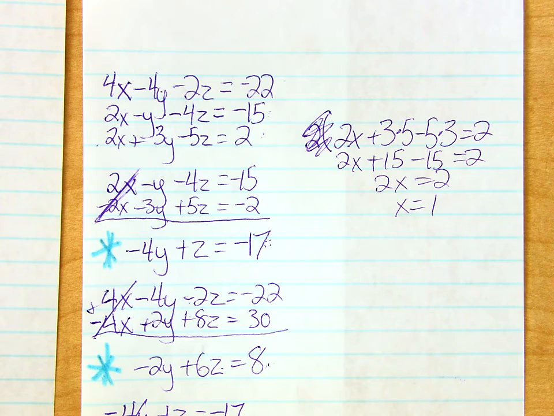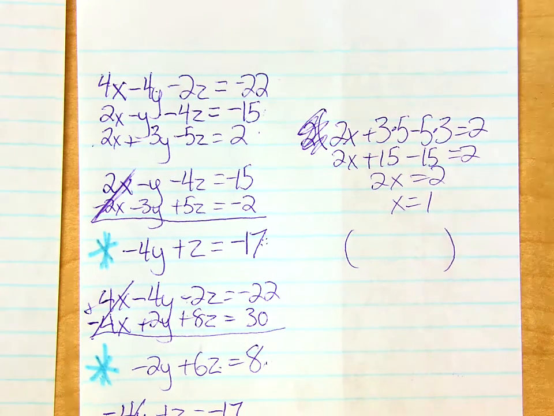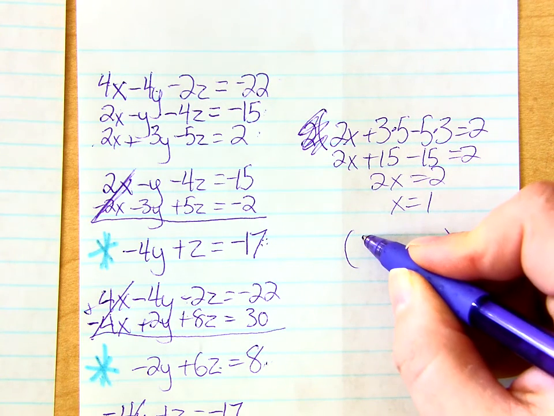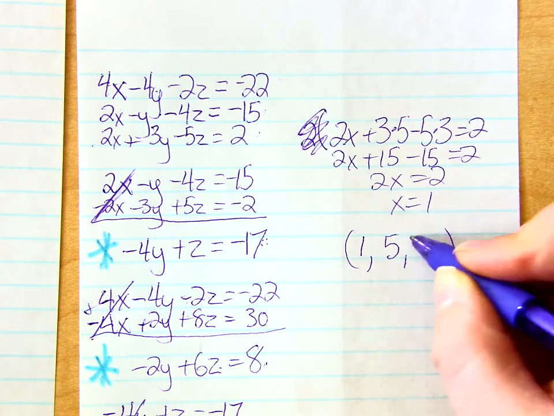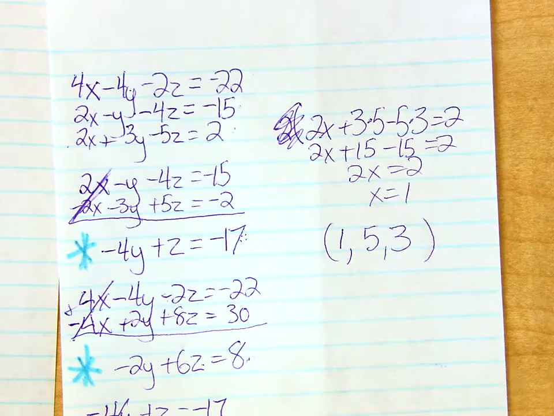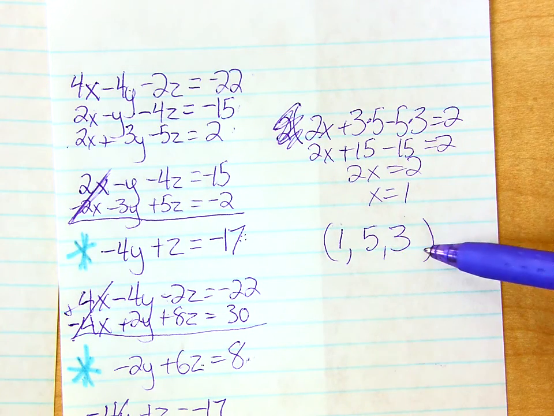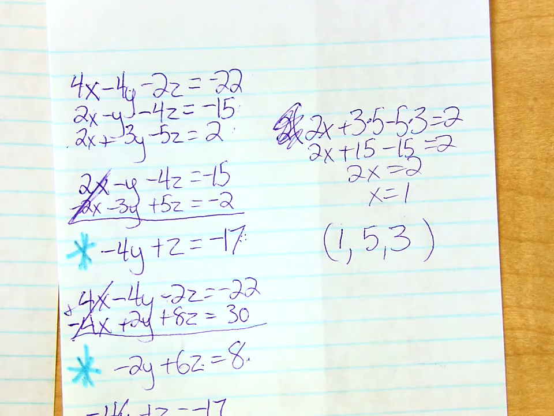Now, your final answer, when you put them all together, is what? Someone said it. 1, 5, 3. Make sure you go in alphabetical order, right? x, y, z. Don't forget that once you have the solution, you can go back and you can double check it in any of your originals. All right, so once you have the 3, there it is.